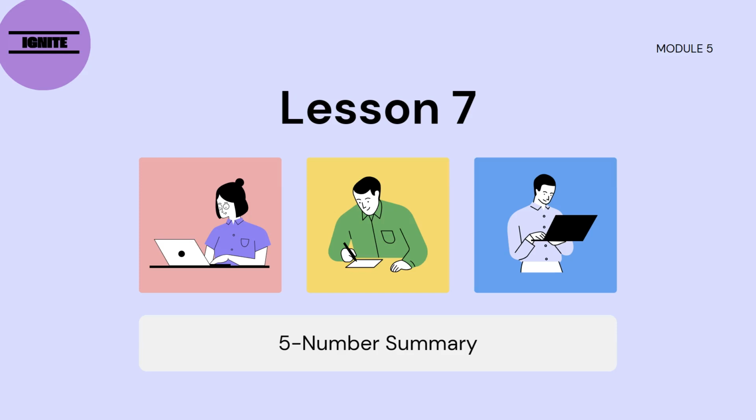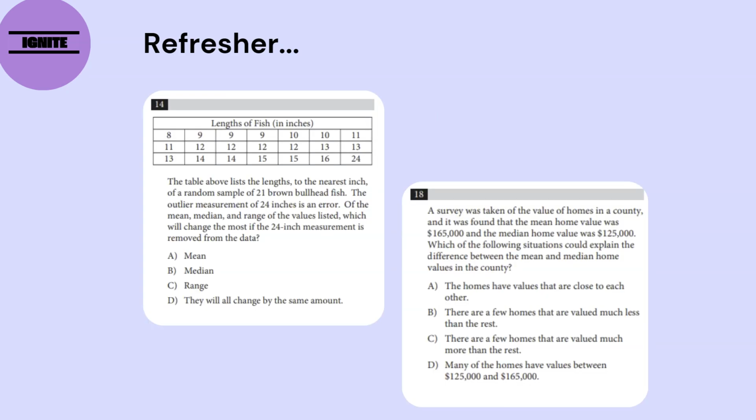Today we'll be covering Lesson 7 of Module 5, 5-number summary. Now, just as a refresher, what are these 5-number summary questions? These are generally going to look like questions 14 and 18, in which they refer to an element of the 5-number summary, which is the quartiles, the median, the mean might be one, or in general statistics, it could be the mode, the maximum, the minimum. They're usually going to give a box plot of data, or just general data.